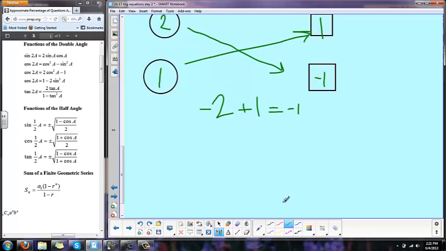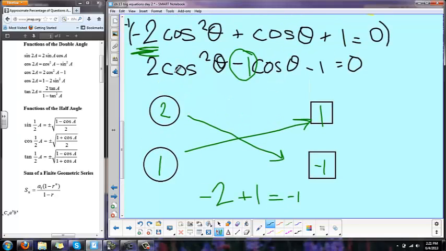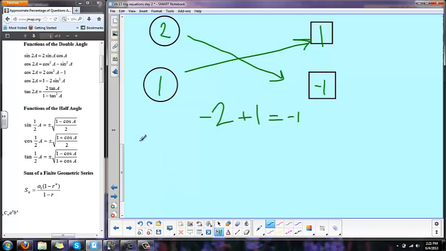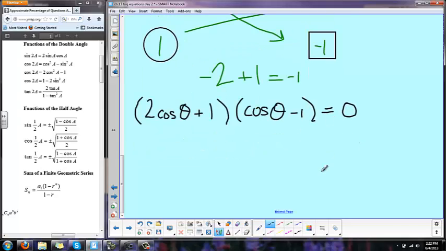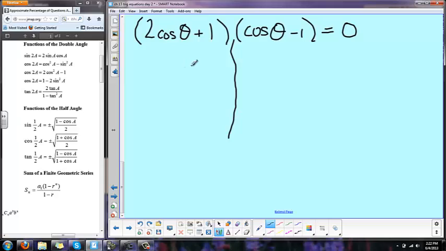So let's go through and write these as our factors. This is in terms of cosine, not x. So this is 2 cosine plus 1 times cosine theta minus 1, and that's equal to 0. And that's going to give us a couple of different answers, which is awesome. This eventually ends up to be my favorite part because then you get to figure out what the answers are.